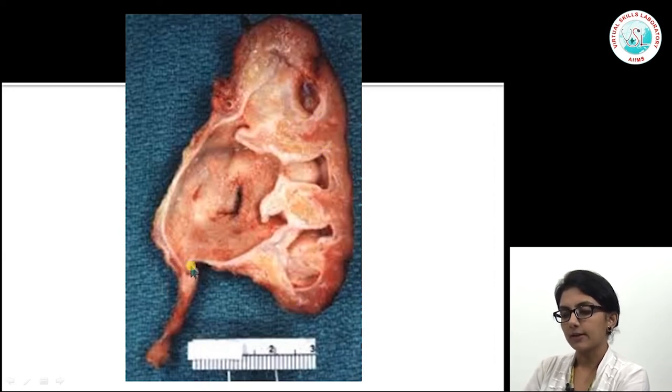This patient has a pelvi-ureteric junction stricture, as you can see here, with dilatation of the pelvis, dilatation of all the calyces here, and a markedly thinned out cortex. So this is a classical hydronephrosis.